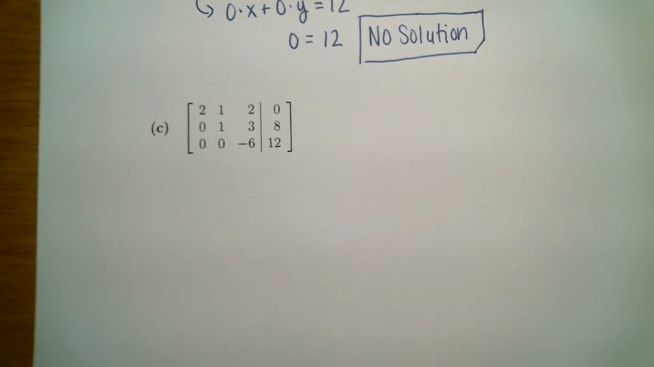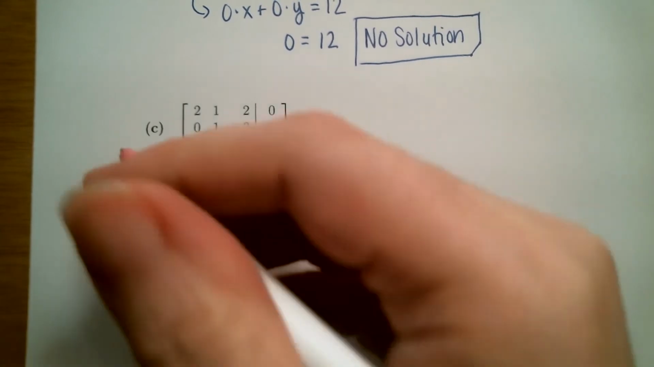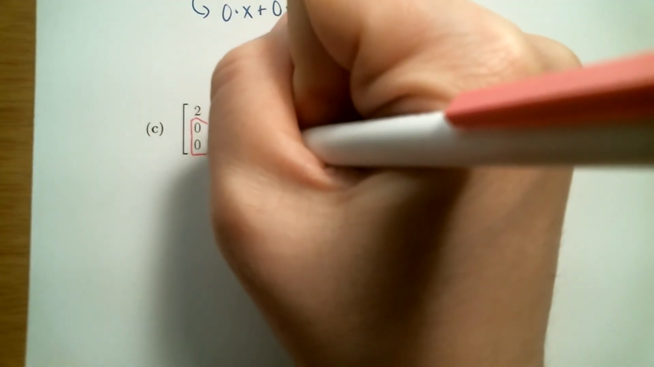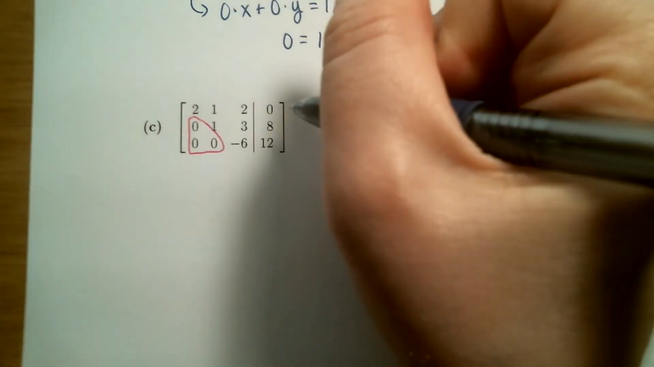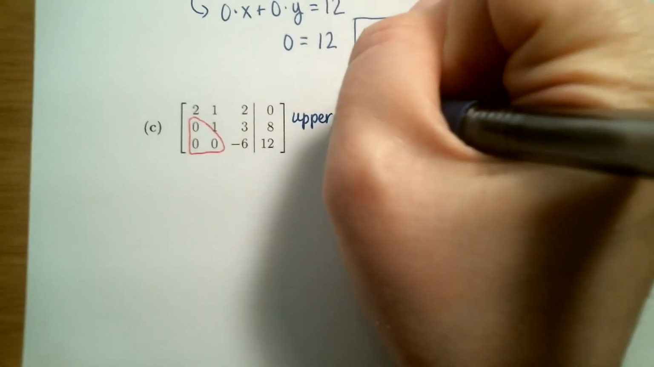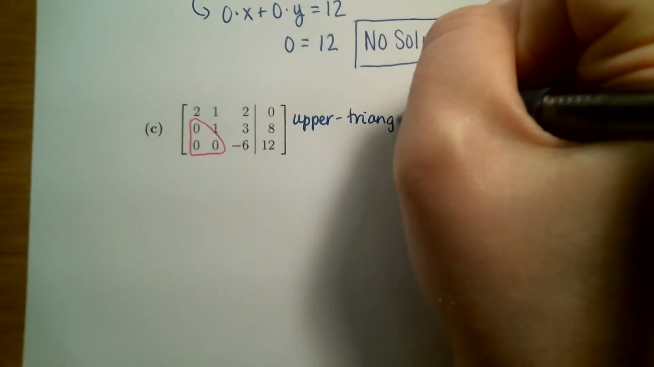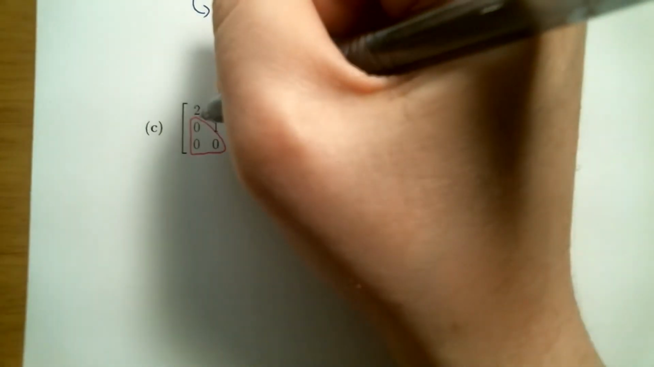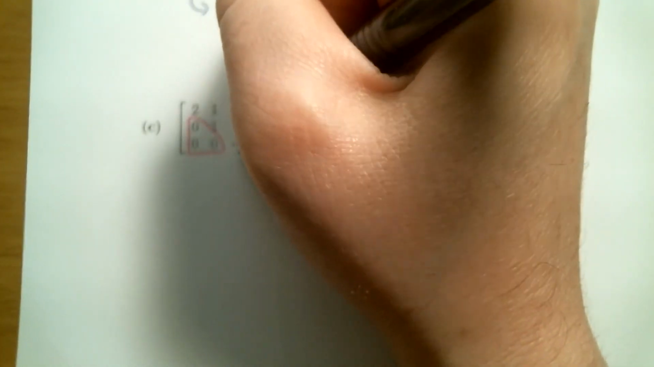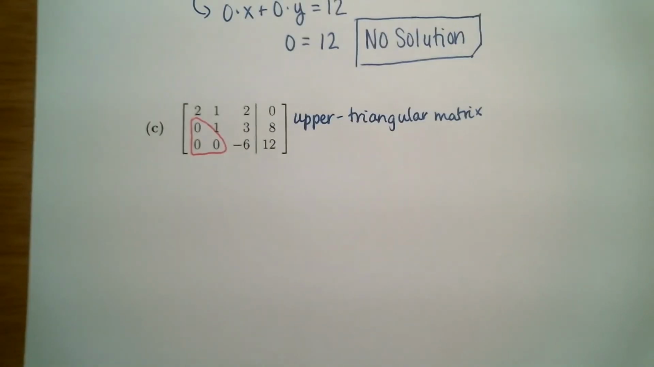This one is actually special. You don't have to do Gauss-Jordan elimination on it to get the solution to this system. If you notice right here, there's a bunch of zeros. This is called an upper triangular matrix. You don't need to know that, I'm just telling you. If you look at this part of the matrix right here, that's where all the non-zero numbers are. The bottom part of it is all zeros.